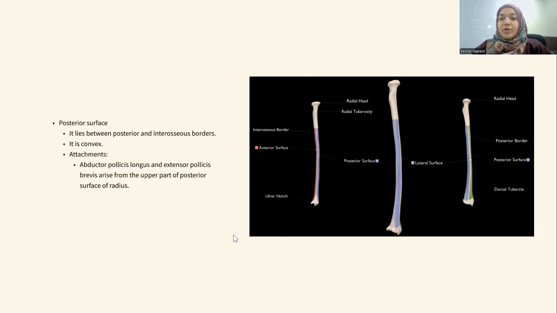Right? Now we have the posterior surface. Can you appreciate the blue part here, the posterior surface? The posterior surface lies between the posterior and interosseous borders. It's convex, and we have the attachment of the abductor pollicis longus and extensor pollicis brevis. These two arise from the upper part of the posterior surface of the radius.